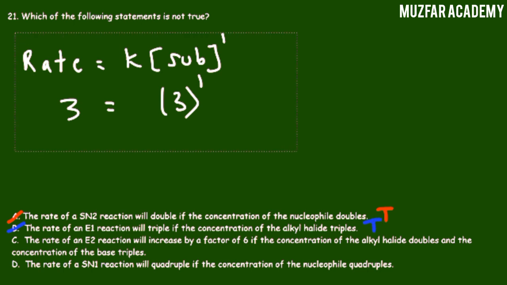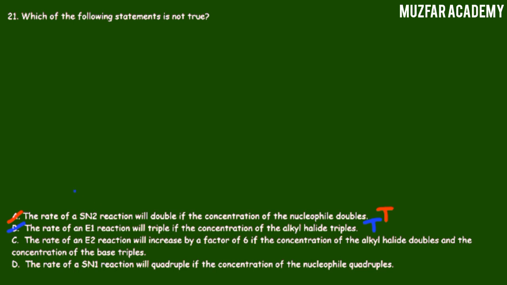Moving on to C, the rate of an E2 reaction will increase by a factor of 6 if the concentration of the alkyl halide doubles and the concentration of the base triples. We know that for an E2 reaction, the rate depends on the concentration of the substrate and the concentration of the base.